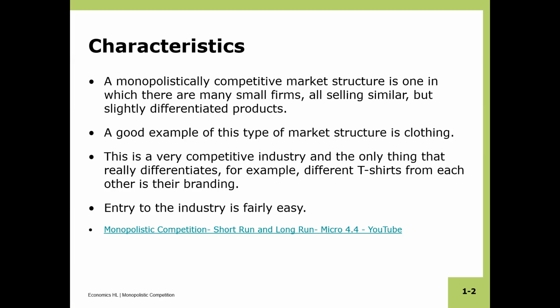So you would have seen in monopoly, price is greater than marginal revenue, and therefore price was not equal to marginal cost. We didn't have allocative efficiency, and we are never at the lowest point in our average cost either. You'll see monopolistic competition shares a lot of these characteristics with monopoly, but the difference is it's a very, very competitive structure with lots of small firms.